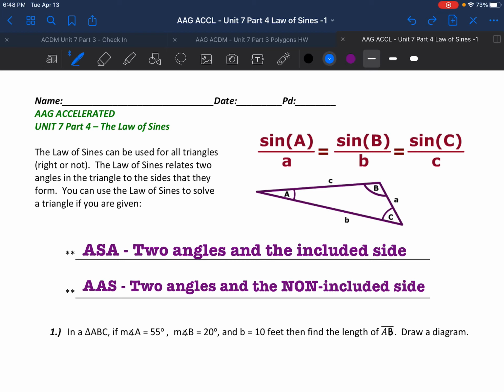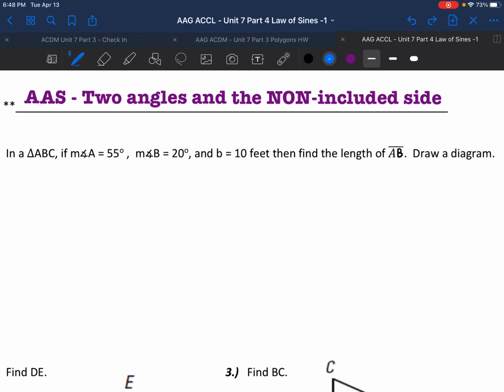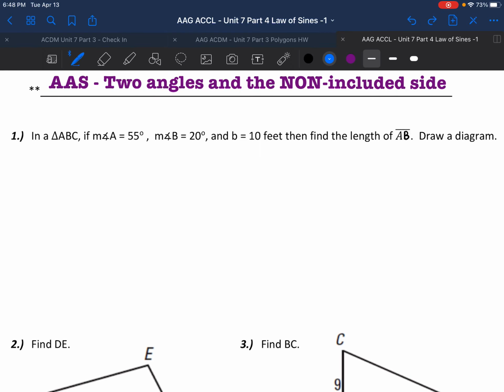As we discussed in class, the law of sines is used for one of two situations. It is when we have two angles and a side. So basically, let's just dive in after our discussion in class with example number 1.